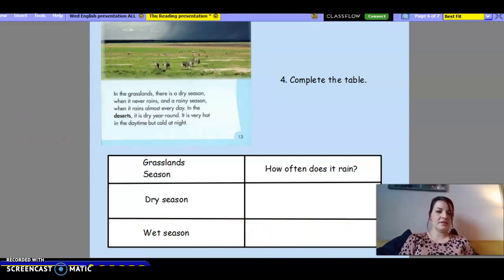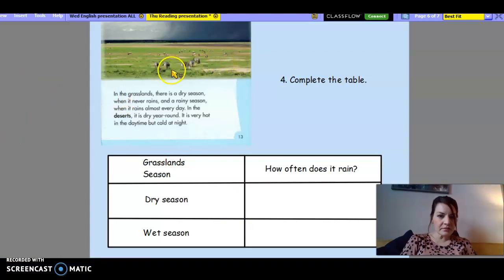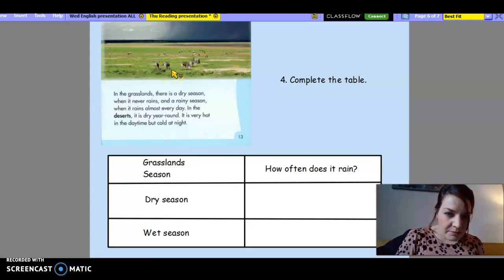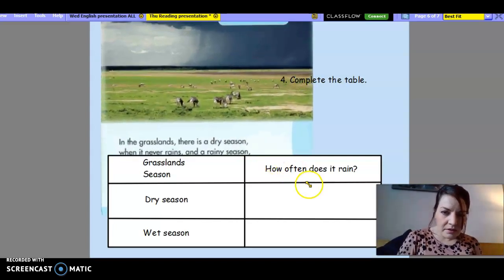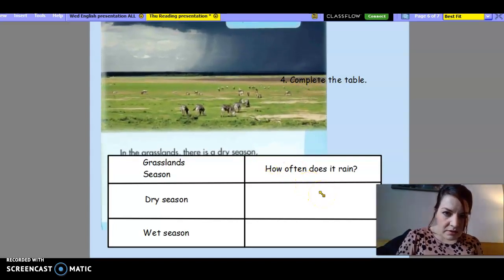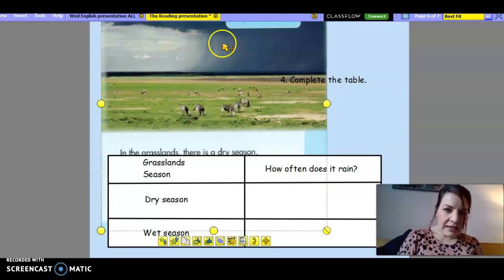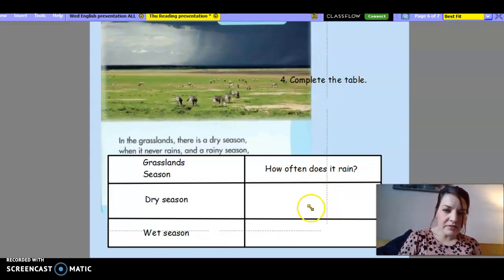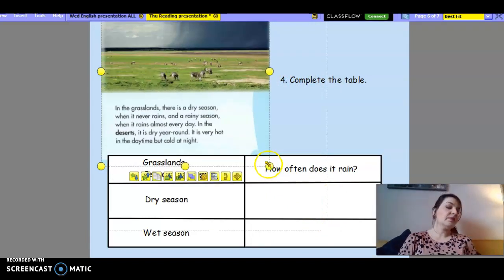So shall we read the text together? Nice picture there, no caption this time. Do you think they're zebras? I think they might be. Should we see if we can make it a little bit bigger? Looks like zebras. Look at that cloud in the sky. Oh my goodness, it's definitely raining or about to rain there.